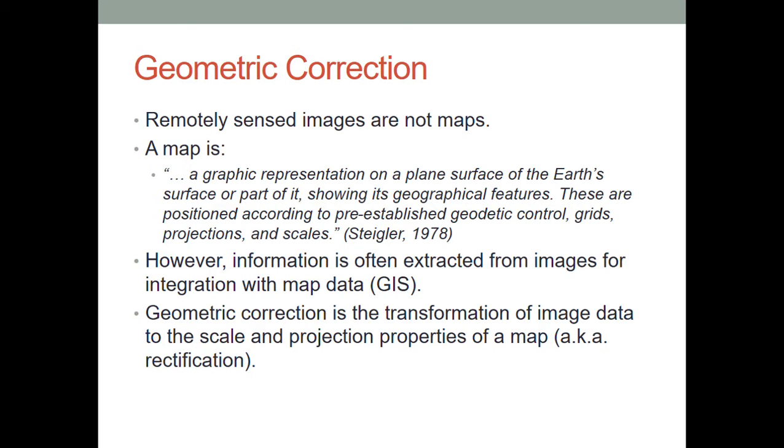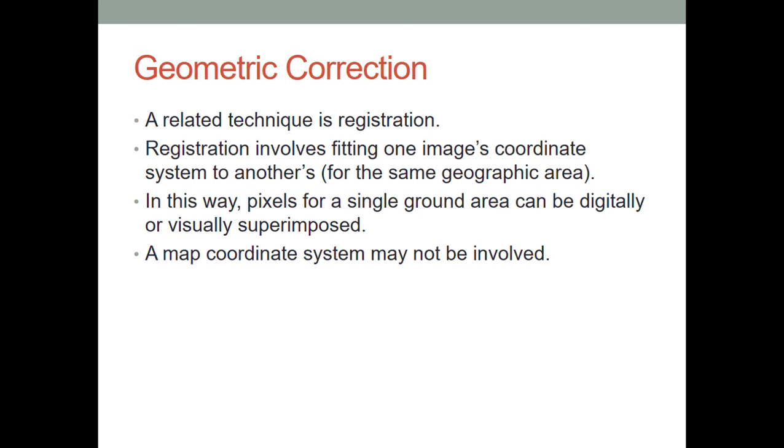However, information is often extracted from images for integration with map data such as a GIS. Even remote sensing is a main source of GIS data. So geometric correction is the transformation of image data to the scale and projection properties of a map, what we call rectification, registration, georeferencing, and there are a lot of names for it. A related technique is what we call registration.